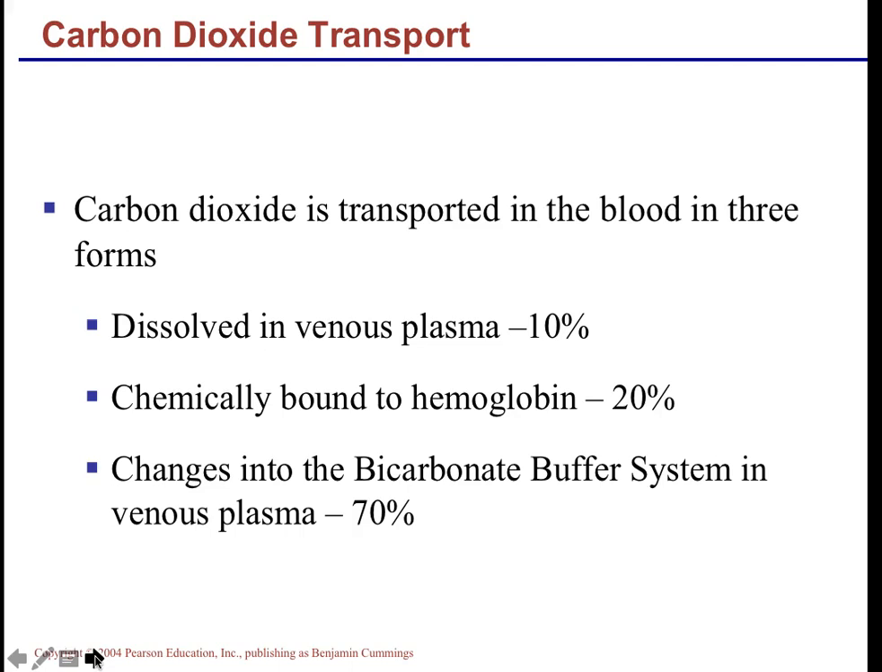So when you get down to the systemic capillaries, where the cells will take in the oxygen and then boot out the carbon dioxide gas and water, and then the venous blood is very high in CO2, the carbon dioxide is transported in a different way. So about 10% is dissolved directly into plasma, about 20% can hop on board hemoglobin, and 70%, the majority of carbon dioxide gas and water, becomes the bicarbonate buffer system in venous blood.